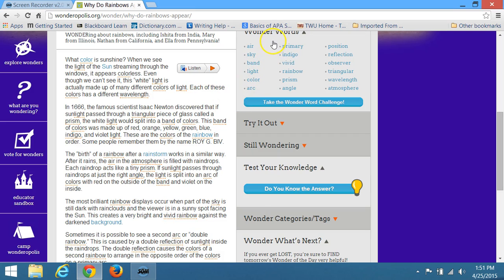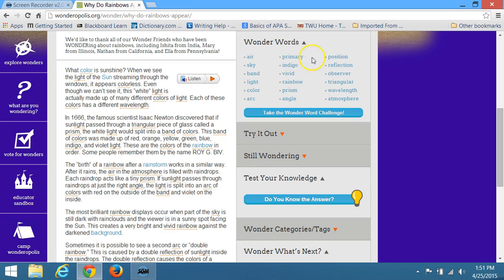These are the words that are also listed over here on the right-hand side under Wonder Words. And you can also hover over them. They highlight and change color, and you get the exact same definition. So these are two ways if you forget what a word means or you don't understand a word.